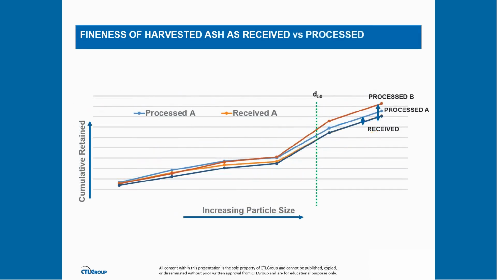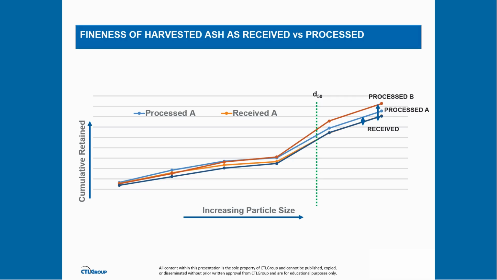So at CTL group, we process these ashes, the harvested ash that we receive, and we grind them using the milling machines that I showed before. This slide shows two different harvested ashes, A and B, after and before processing. The y-axis shows the cumulative retained, and the x-axis shows the increasing particle size, and D50 is again the median particle size.